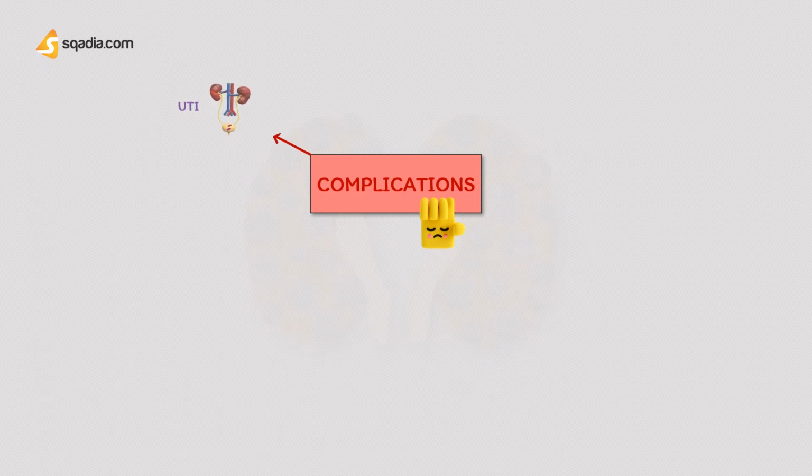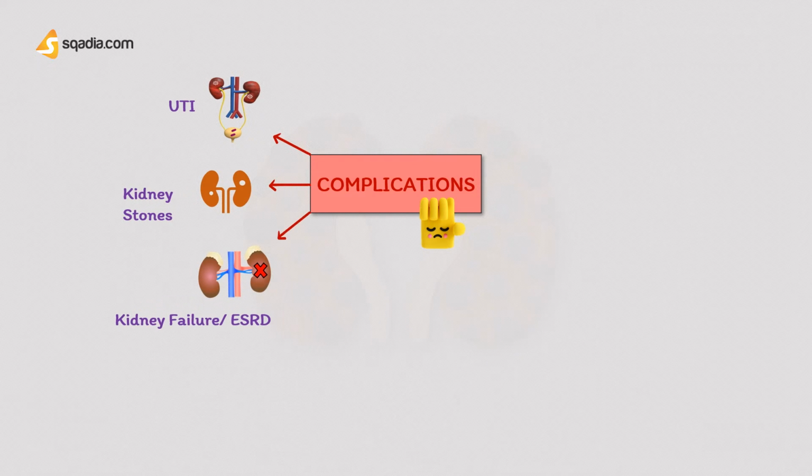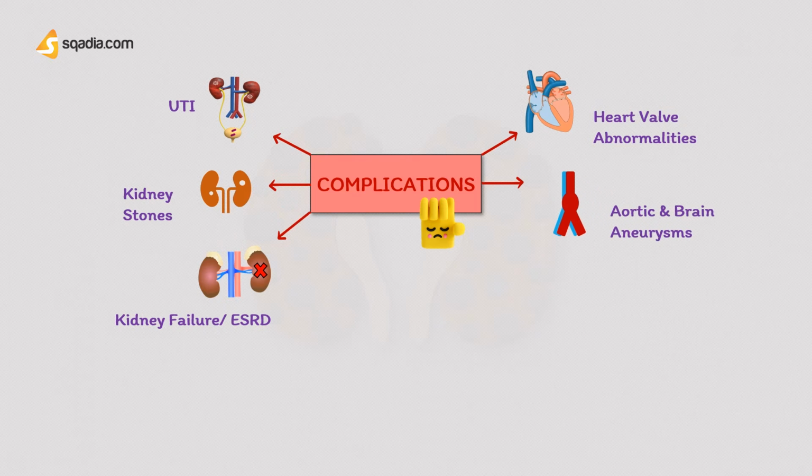Signs and symptoms of ADPKD may worsen with time and leads to complications like UTI or urinary tract infections, kidney stones, kidney failure or ESRD, that is end-stage renal disease, heart valve abnormalities, typically including mitral valve, aortic and brain aneurysms, which is abnormal bulging in the blood vessels, which if rupture leads to bleeding, and preeclampsia, which is a pregnancy complication in which the woman have high blood pressure and the signs of organs damage.